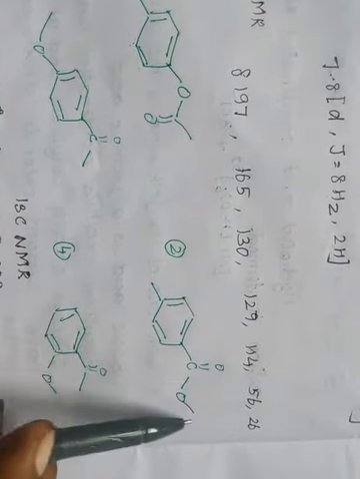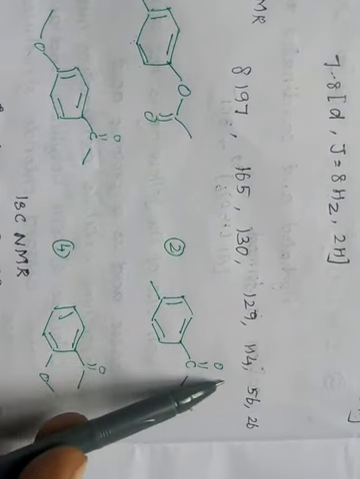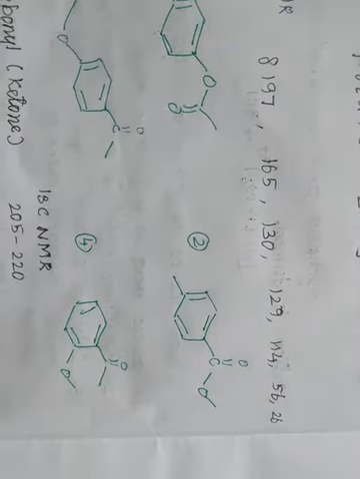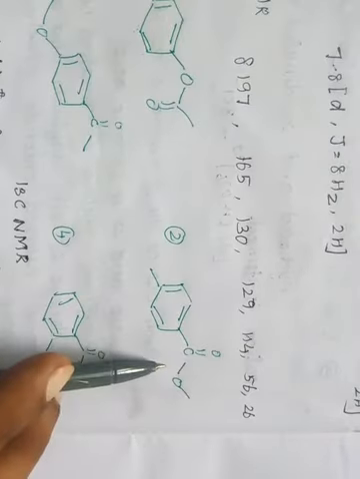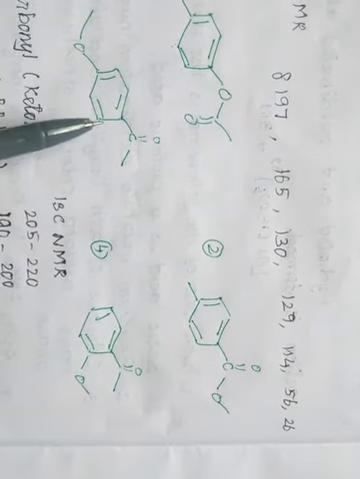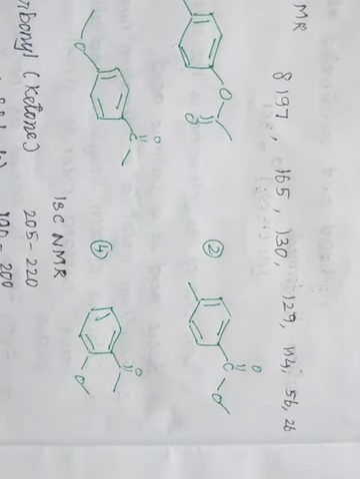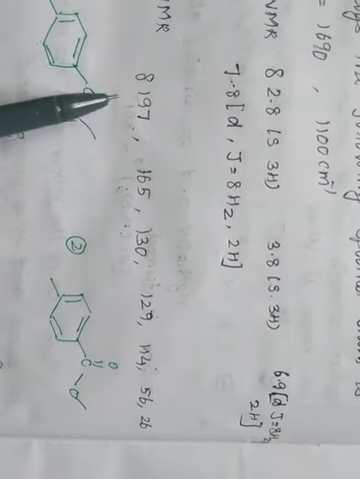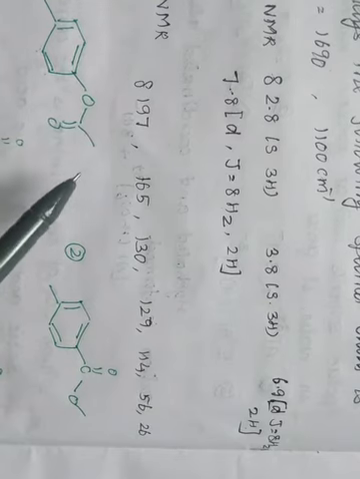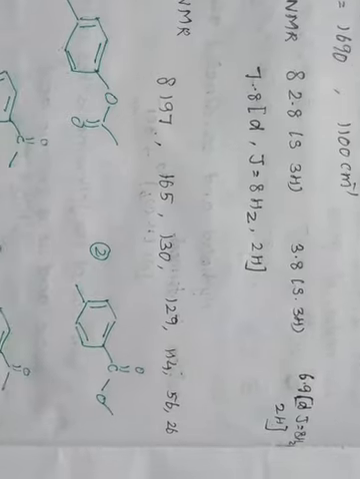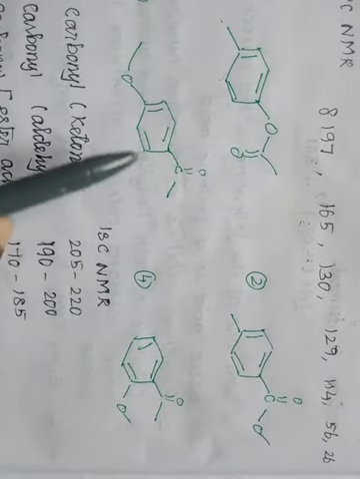But here, if it is an ester group, the carbonyl 13C NMR value would be around 170. It should be much lower, but here it is not the case, so it is not an ester group. So we can come to the conclusion that the third is the right option for this question, because if it were an ester group we would get a value of less than 185, but here the value is slightly bigger. So this is not an ester group, it is a keto group.